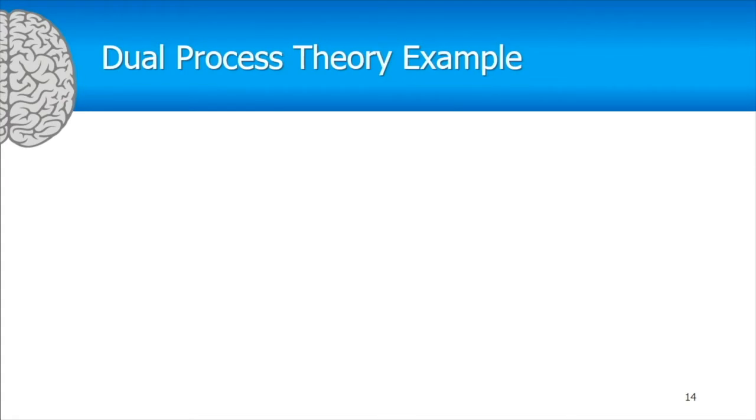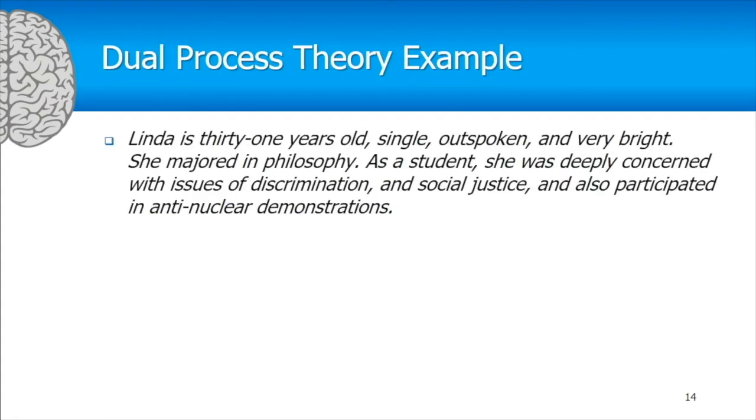So now I'm going to give you an actual example of a dual process theory question. So the question would be to say, read this description of Linda, and then I'm going to give you 8 choices, and I'm going to ask you to rank them in order from most probable to least probable.